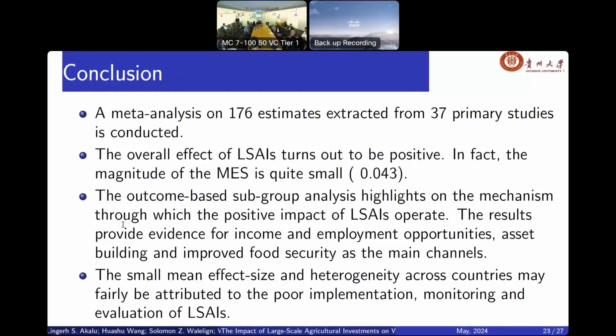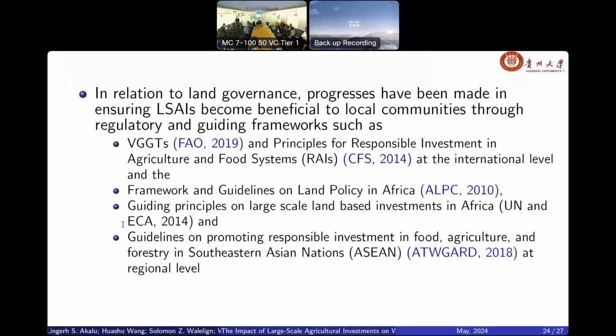So by this, regarding the conclusion, we conduct a meta-analysis based on 176 estimates extracted from 37 primary studies, and the overall mean effect size is quite small but positive. The outcome-based subgroup analysis highlights the mechanisms, and the small mean effect size and the heterogeneity across countries may fairly be attributed to poor implementation, monitoring, and evaluation of such investments.